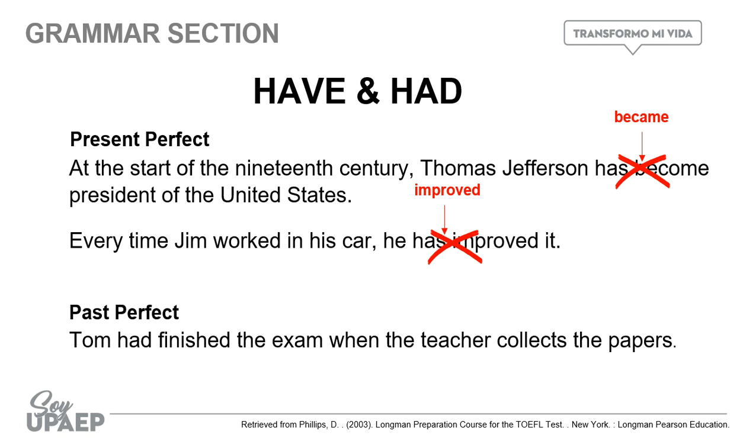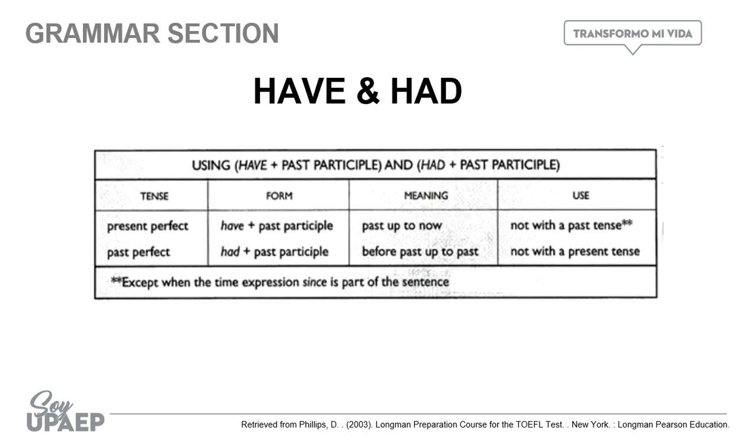Okay, the last sentence. Tom had finished the exam when the teacher collects the papers. This sentence is also incorrect. Why? Because past perfect combines with past simple. Okay? Why? Because Tom had finished the exam when the teacher collected the papers. That means that Tom had finished the exam before the teacher collected the papers. So both situations have a past connotation. The only thing is that had finished is in past perfect and collected is in past simple. Okay? So these are two tenses that you have to be very careful about.